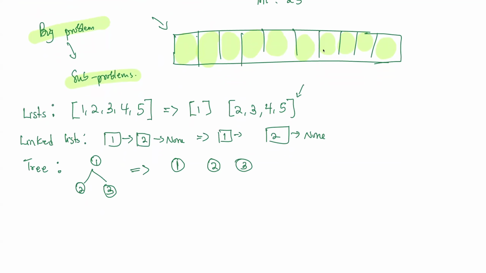Trees usually see the division done in this way. We first process the head node, then we divide it into the left subtree, this is called the left subtree, then the right subtree.